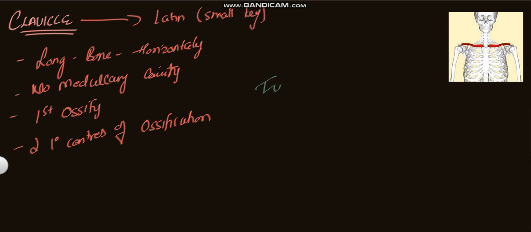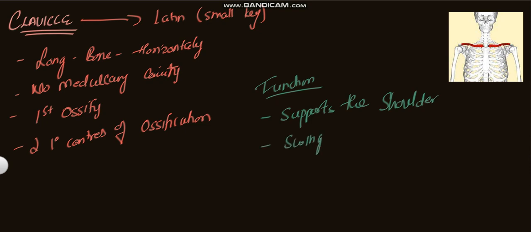The functions of clavicle: it supports the shoulder. It helps in swinging the arm. It transmits weight of the upper limb to the axial skeleton.